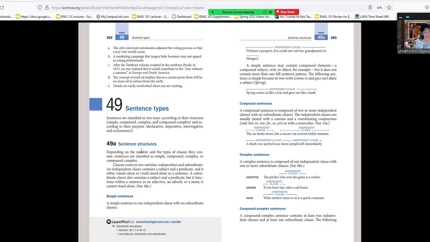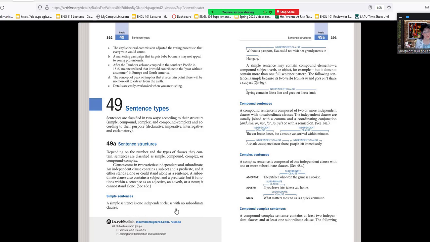An independent clause contains a subject and a predicate, and it either stands alone or could stand alone as a sentence. A subordinate clause also contains a subject and a predicate, but it functions within a sentence as an adjective, an adverb, or a noun. It cannot stand alone.